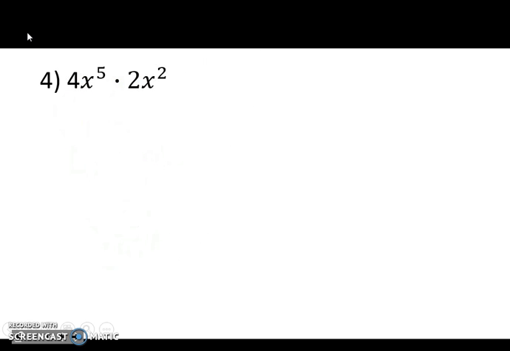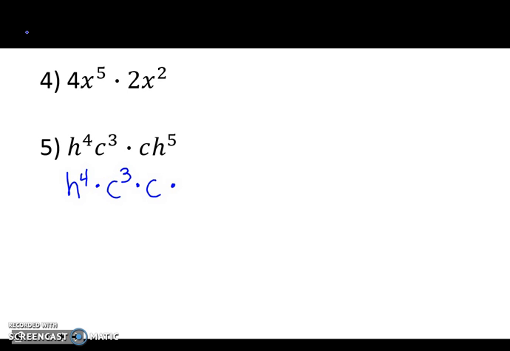I want you to try this next one on your own. So go ahead and pause the video and try this one on your own. All right, so that should have given you time to do it on your own. Hope you paused the video and tried it. So I'm going to rewrite this so that it is separated, each term with a multiplication sign.